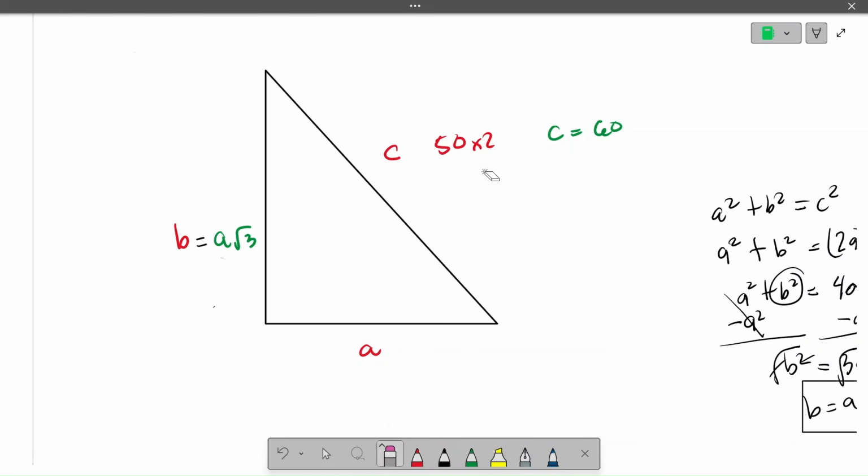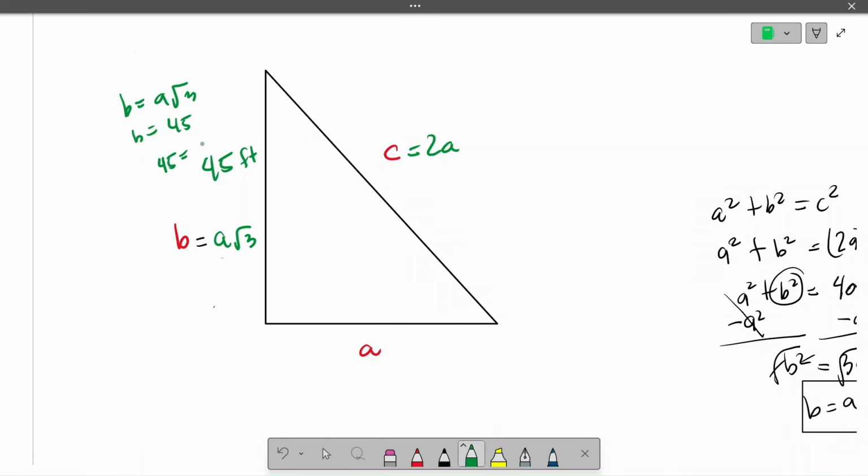Okay, another example. Again, C is twice the size of A lang, no? Let's say B here measures 45 feet. So what is A? What is C? So to get A and C, we are going to use the standard form ng ating B, which is A square root of 3. So if B is A square root of 3, and B is 45, then we can conclude that 45 is equal to A square root of 3, right?